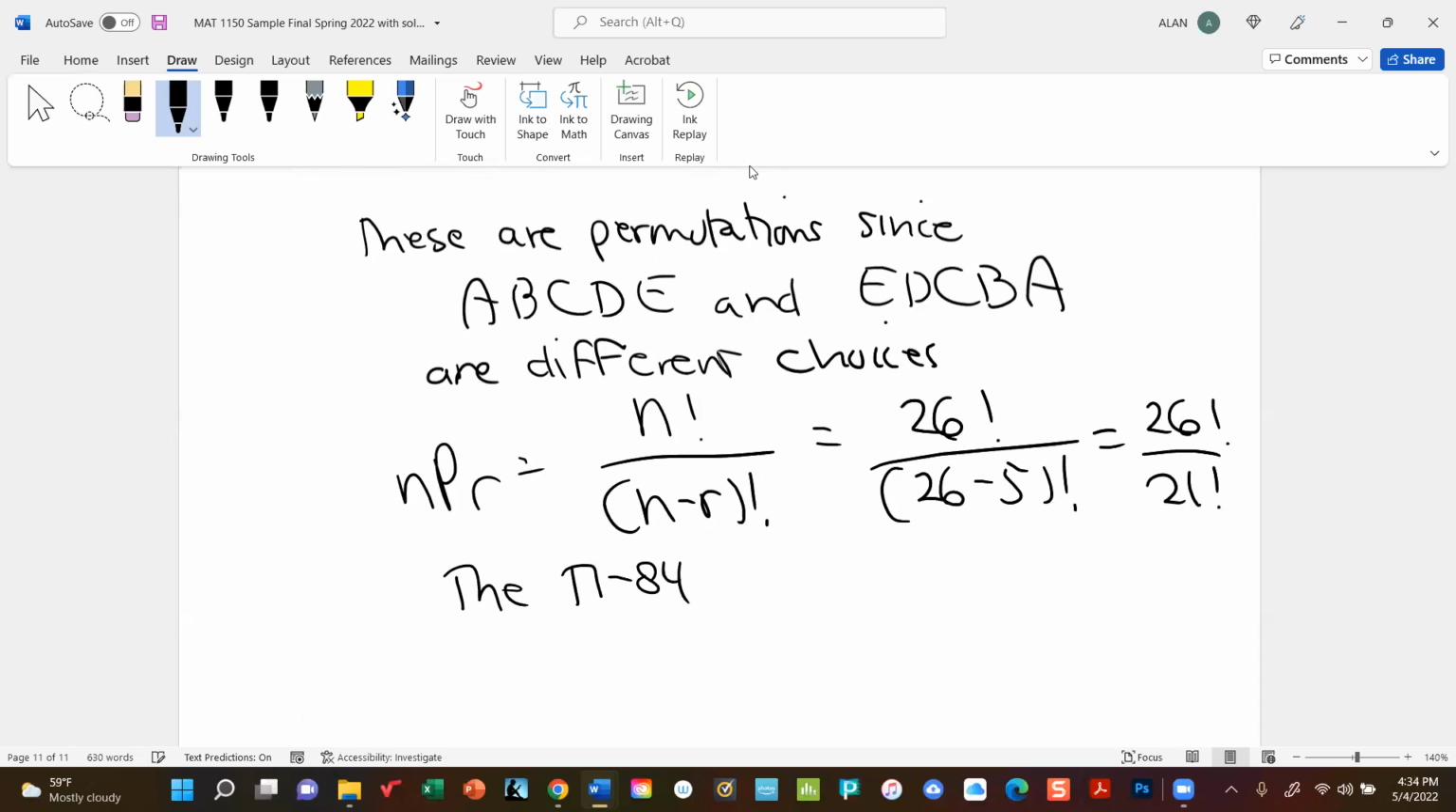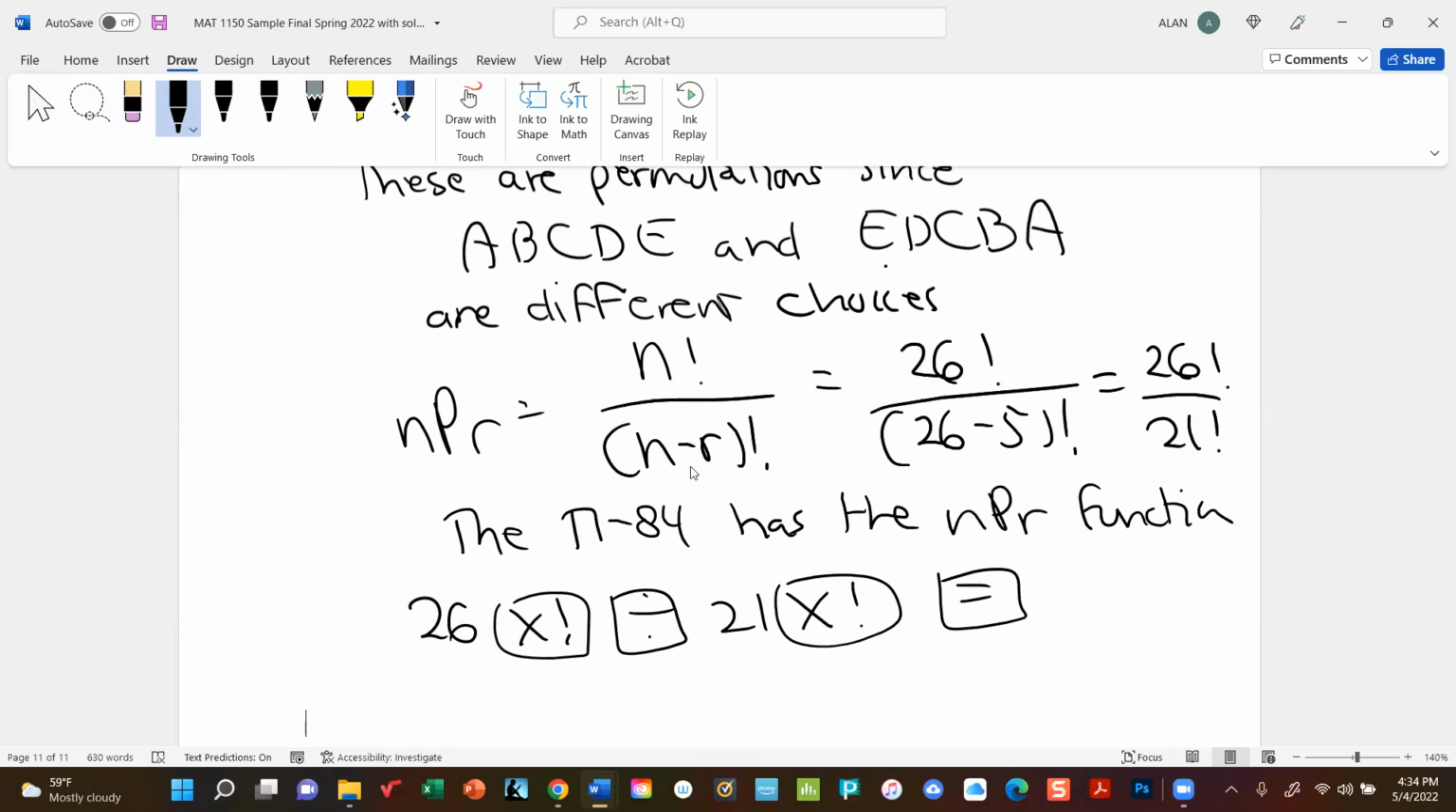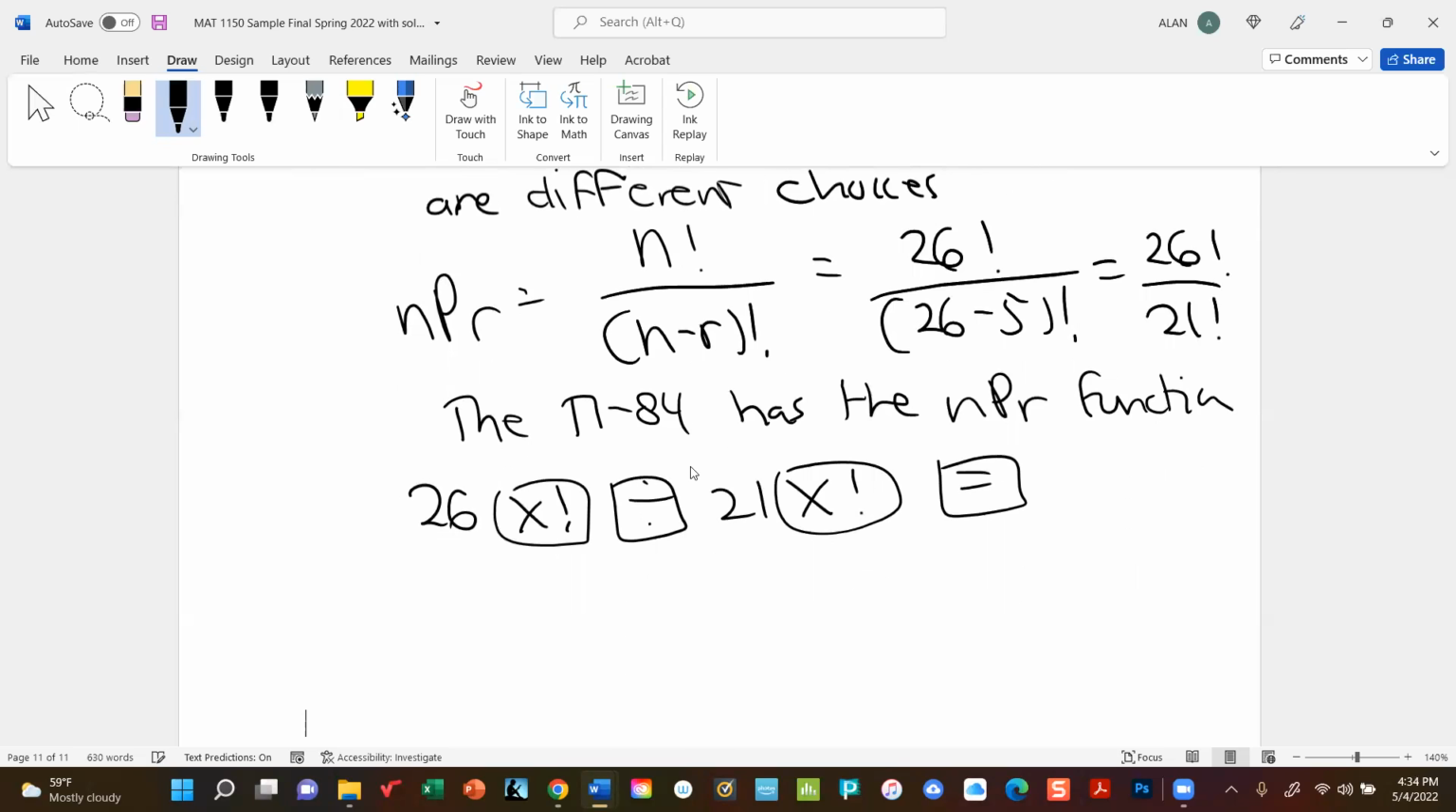The TI-84 has the NPR function. If not, if your calculator doesn't have this, you could just type 26 factorial divided by 21 factorial, equals, and you'd have your answer, which is enormous. Okay, it's 7,893,600. Wow, that's a lot of plates, and that's only with the 5 letters.